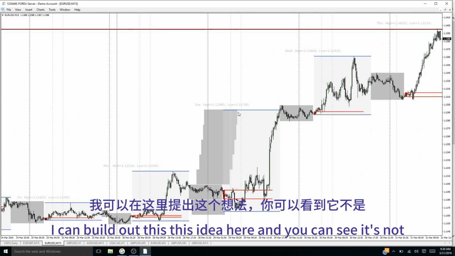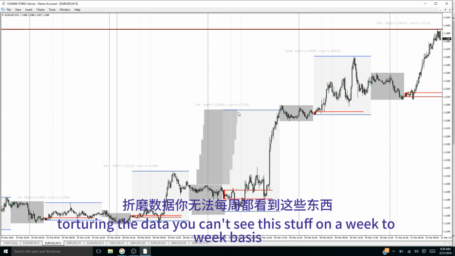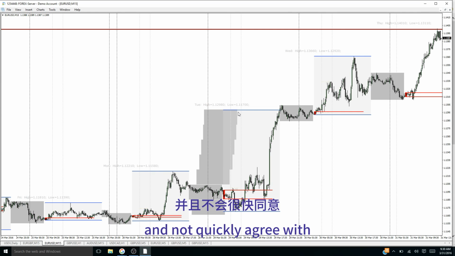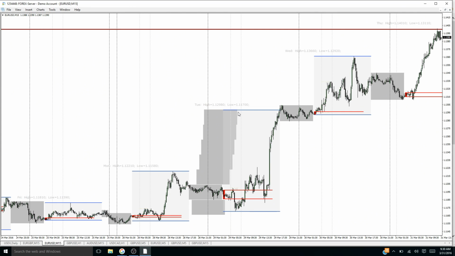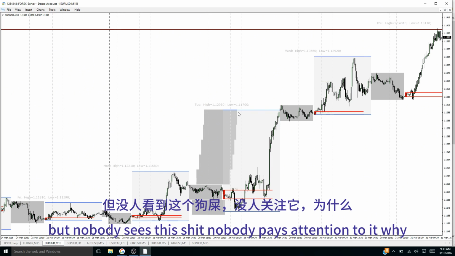I can build out this idea here, and you can see it's not contrived. It's not torturing the data. You can't see this stuff on a week-to-week basis and not quickly agree this is exactly what's going on. And it's been in your charts the whole time, but nobody sees this. Nobody pays attention to it.